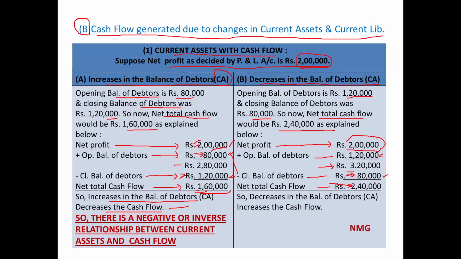Why it has happened? Because balance of debtors, one of the components of the current assets, has decreased by rupees 40,000 in the current year. 120 was the opening balance versus closing balance 80. So it has been decreased by rupees 40,000. Cash flow has been increased by 40,000.